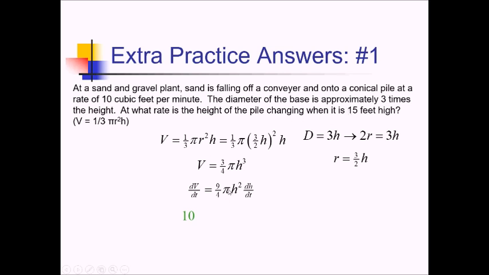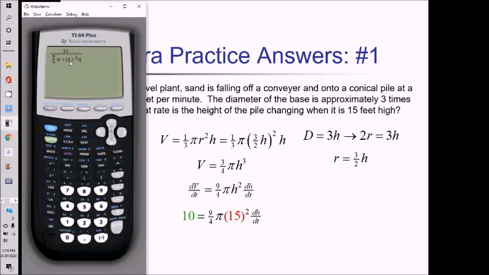So we have 9/4 pi times 15 squared times dh over dt. And we still have the dh over dt there, because we haven't solved for it just yet. We haven't found out what it is just yet. Now, honestly, I'm just going to divide both sides by this whole bunch of stuff next to the dh over dt, and that'll give me my answer. I'm going to do this on the calculator now. So here I am on the calculator. Probably the easiest way to divide this is by using my fancy fraction mode. So plugging that in, that comes out to 0.006.